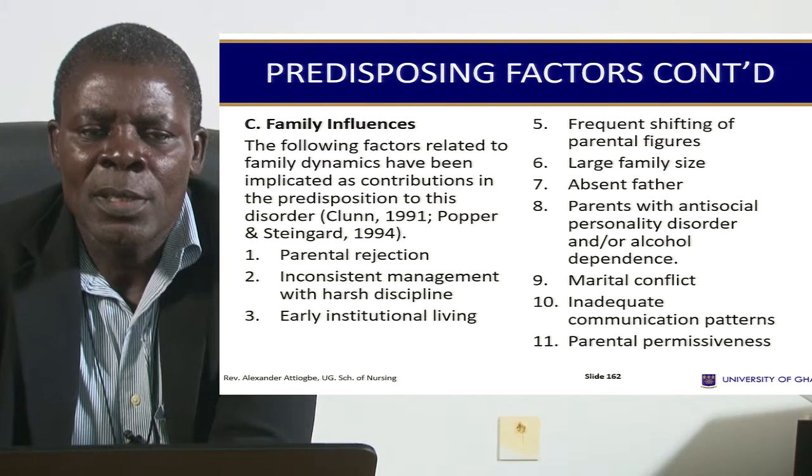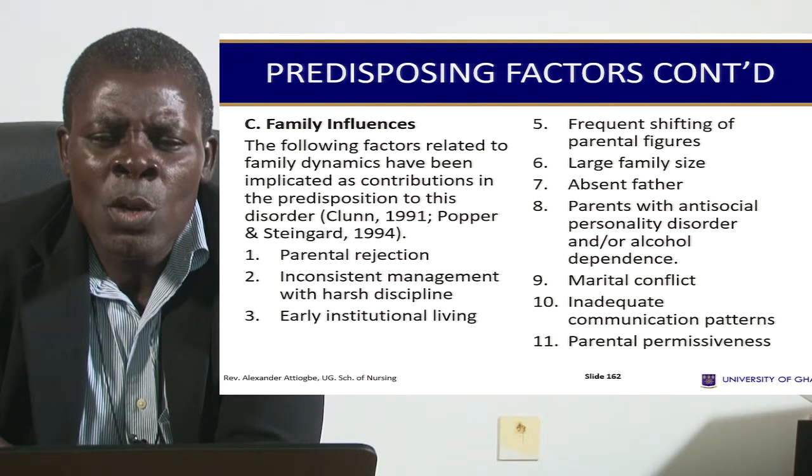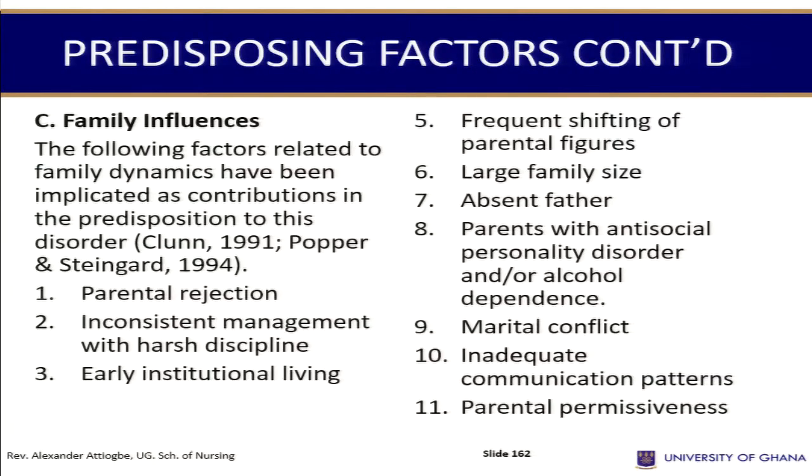Family influences. Examples include parental rejection, inconsistent management with harsh discipline, early institutional living, frequent shifting of parental figures, large family size, absence of father in the house, parents with antisocial personality disorder, for example, alcohol dependence, marital conflict, inadequate communication patterns, and parental permissiveness.